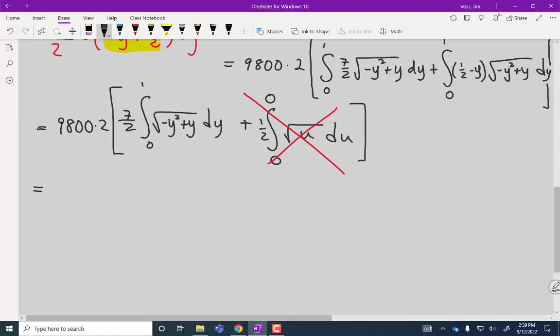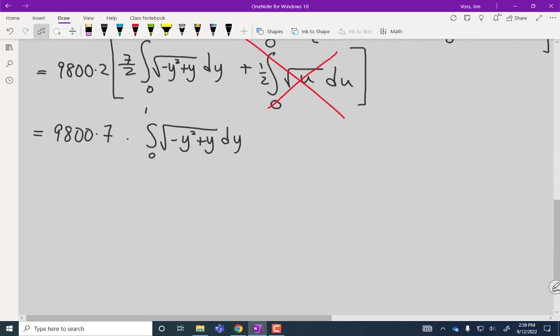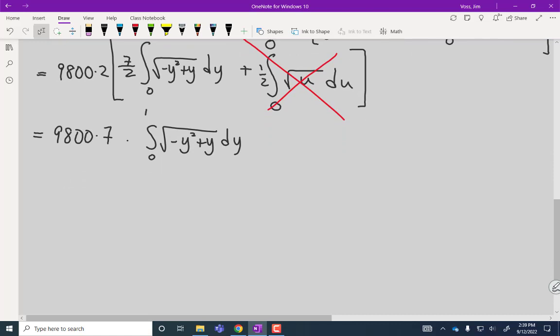These twos cancel. That's a 2 in the denominator, that's a 2 in the numerator. So now we have 9,800 times 7 times this integral. Let's just pull it out, write it here, and we can use geometry to find the value of this integral. We cannot integrate that yet. We don't have a way to integrate squares that are buried inside of square roots yet.